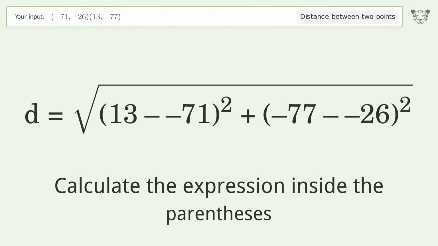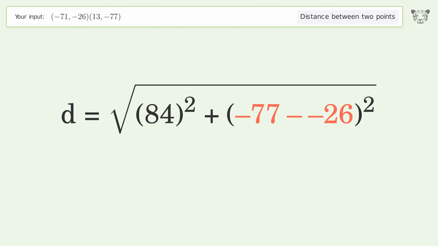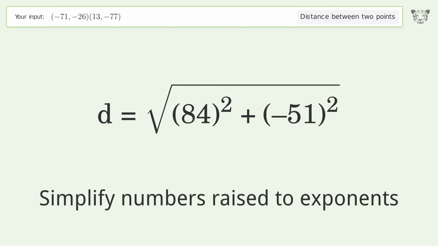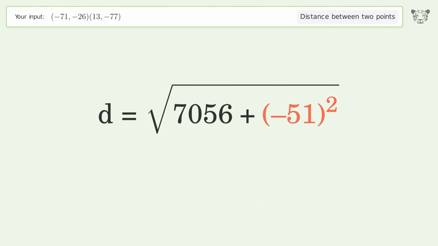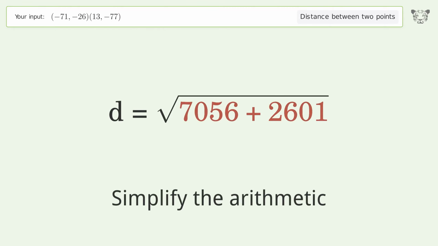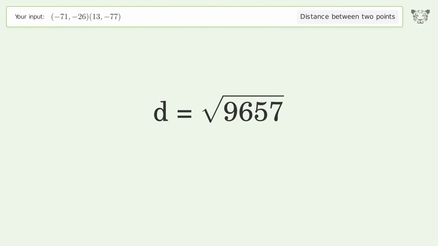Calculate the expression inside the parentheses. Simplify numbers raised to exponents. Simplify the arithmetic. And so the distance between the 2 points is the square root of 9,657 or 98.27.